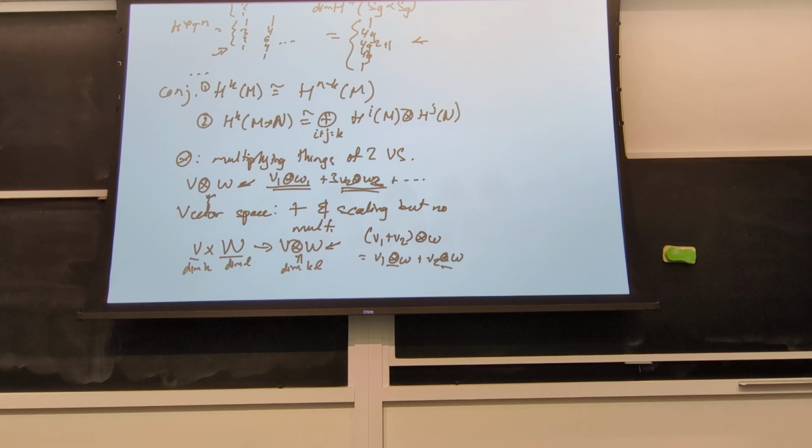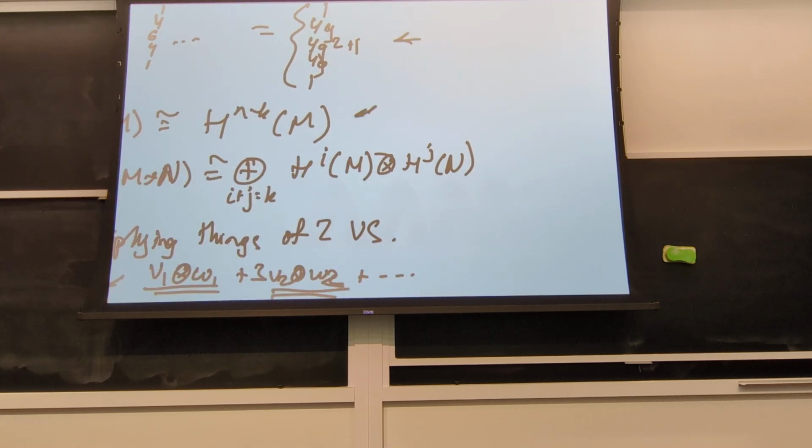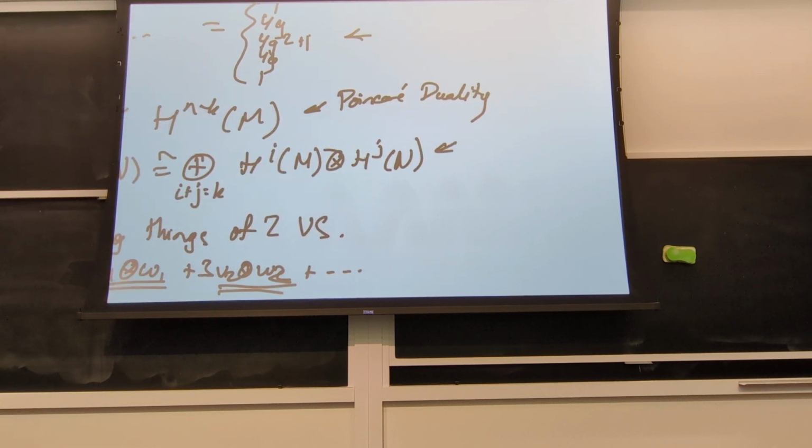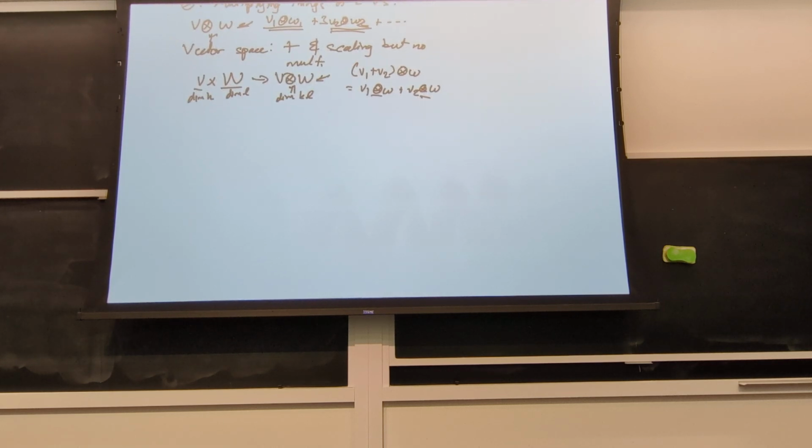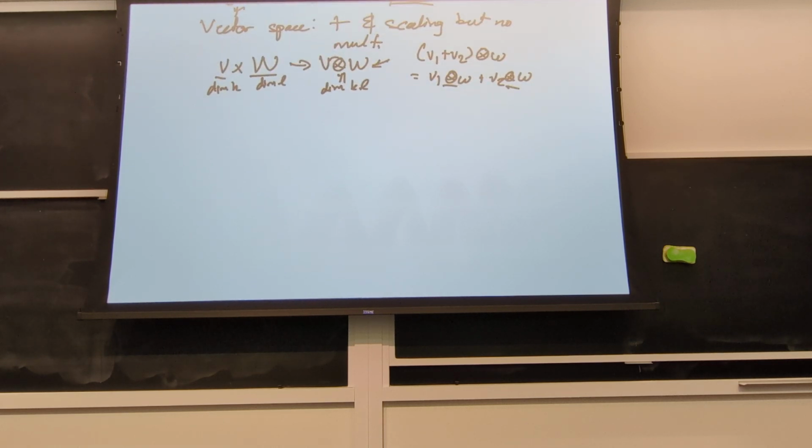Cool. So this theorem is called Poincare duality, and this theorem is called the Künneth theorem. Okay, so let's discuss each of these in some detail. So let's see here, Poincare duality.